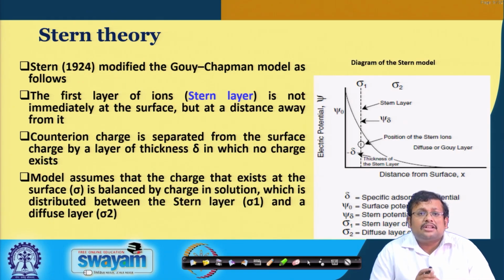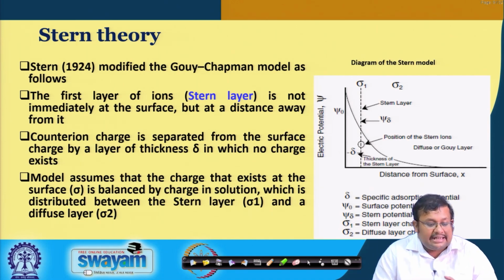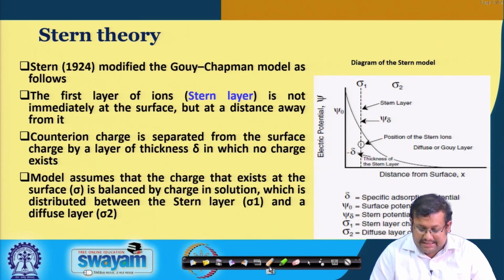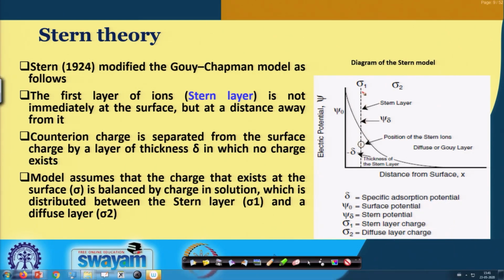Now, the third one is called the Stern theory. Stern in 1924 modified the Gouy-Chapman model as follows. Basically, in the Stern theory, the first layer of ions is called the Stern layer, as you can see in this picture. It is not immediately at the surface but a distance away from it, just like the Helmholtz layer. And the counter ion charge is separated from the surface charge by a layer of thickness delta. So this is the separation distance between the counter ions.